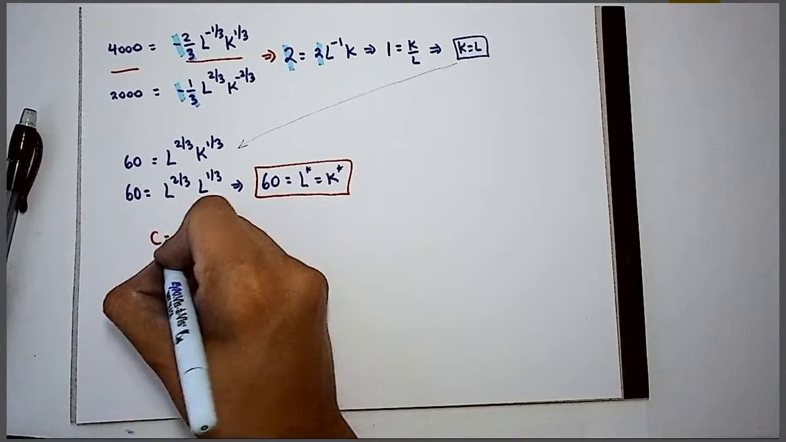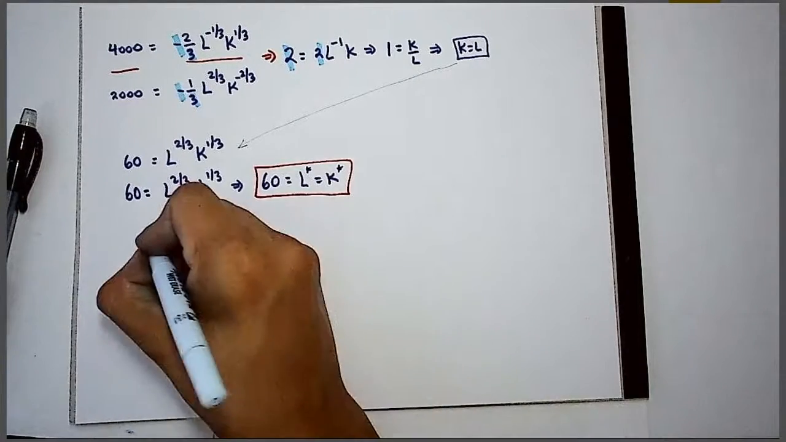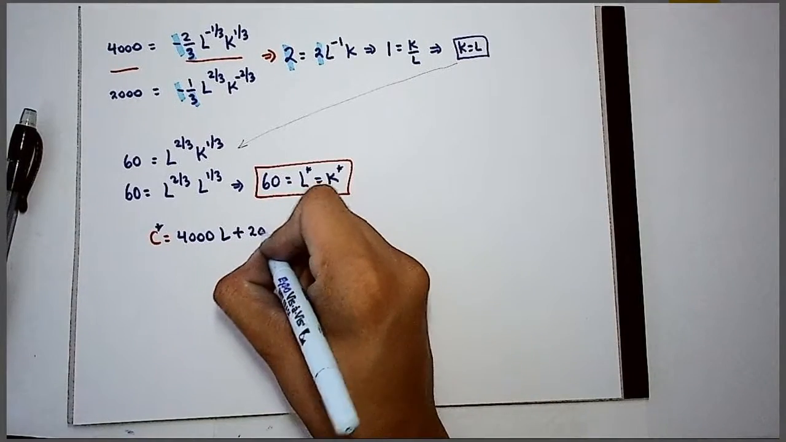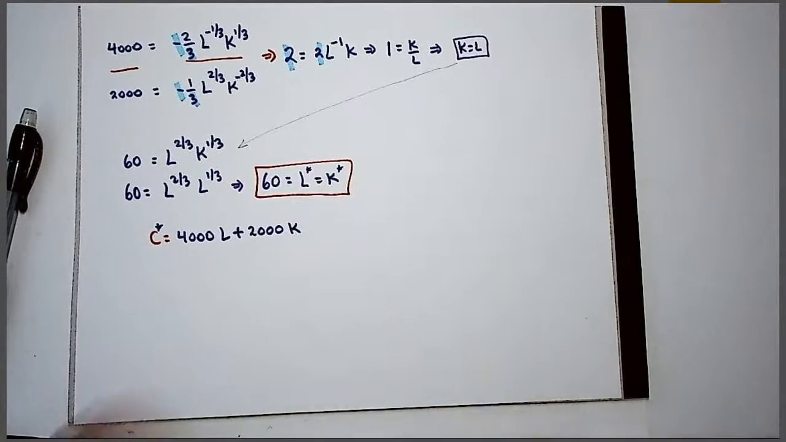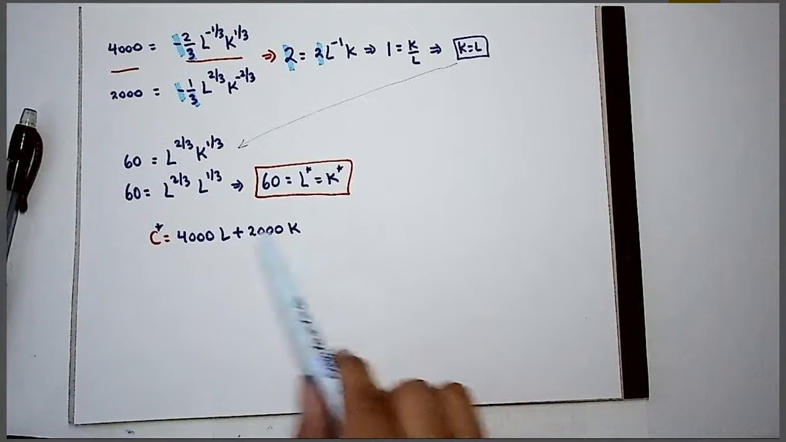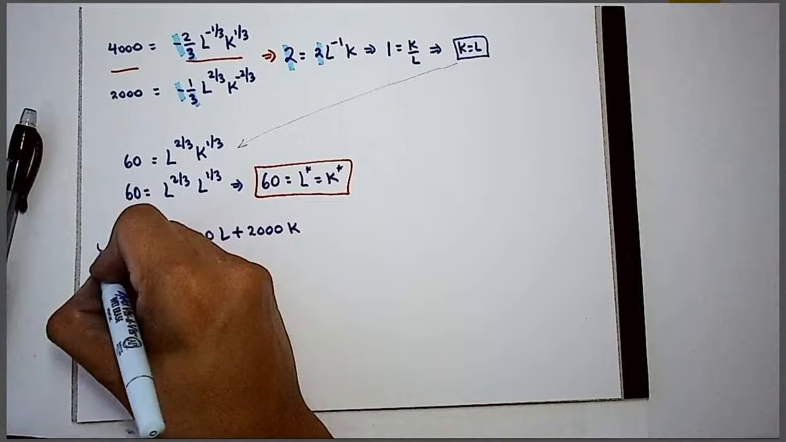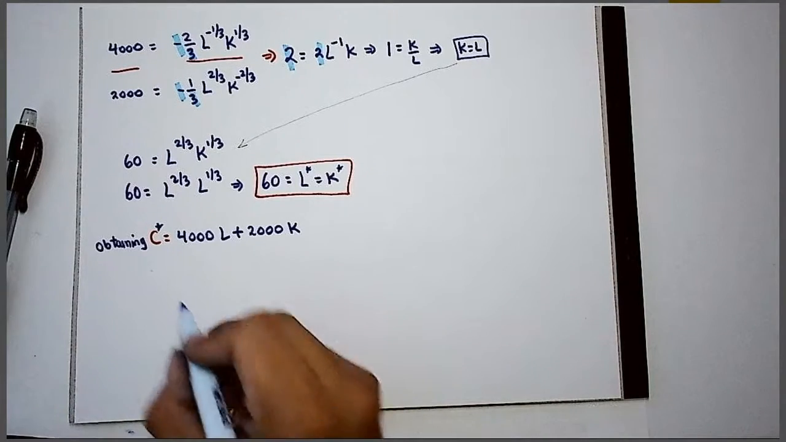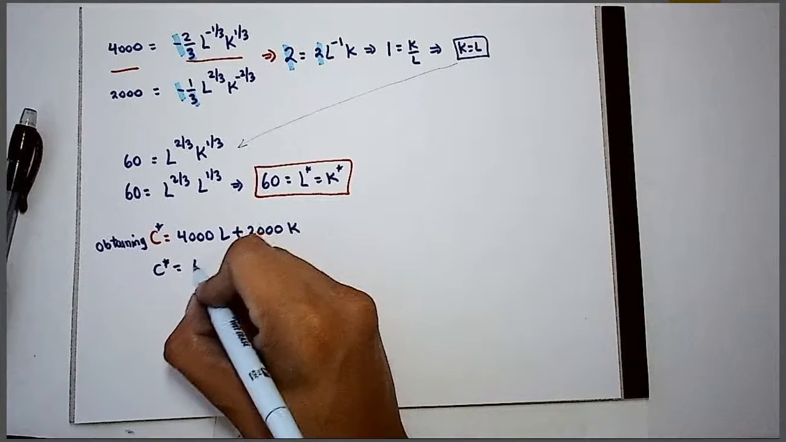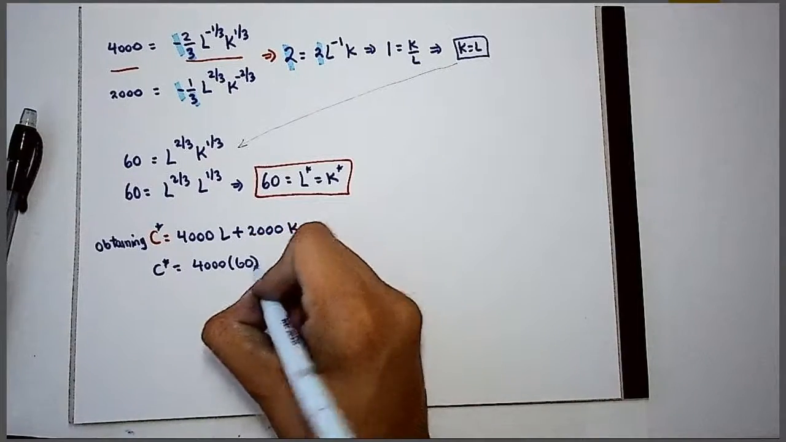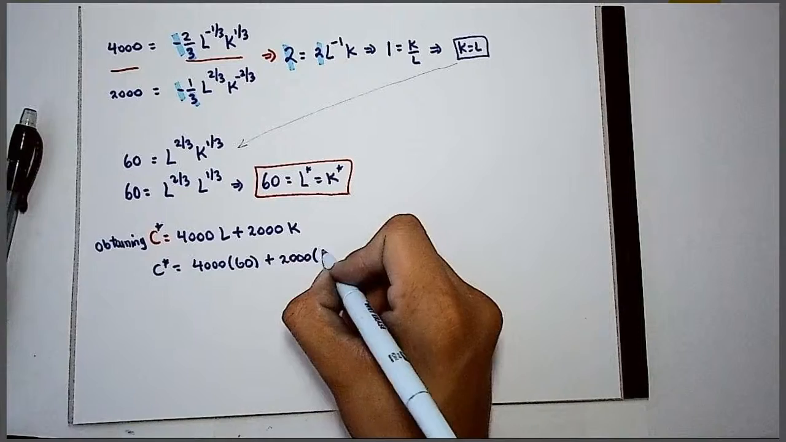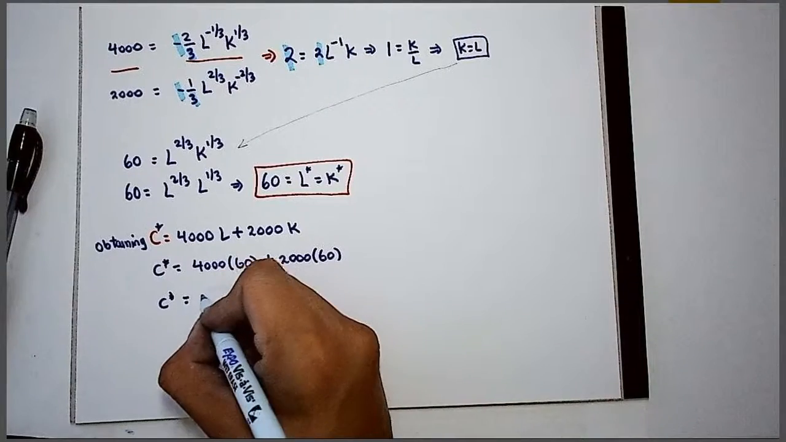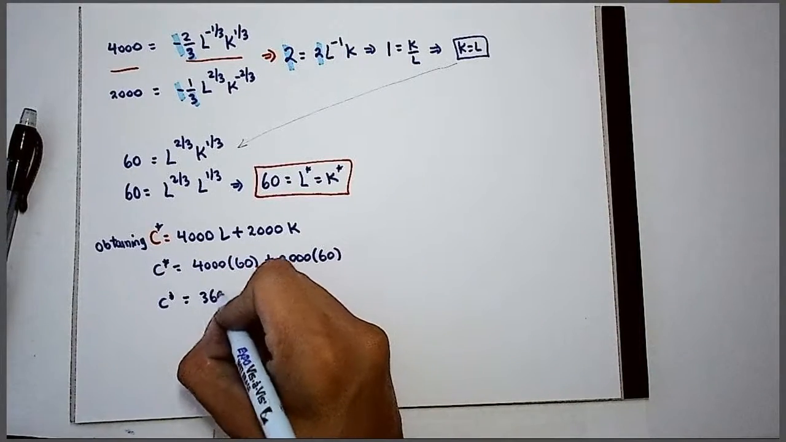And finally, we can obtain our optimal cost by simply replacing the values of L and K in the cost function. So here we have 4,000 times 60 plus 2,000 times 60. So this is equal to $360,000.